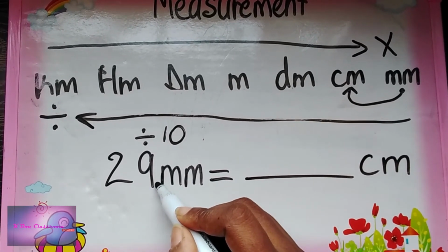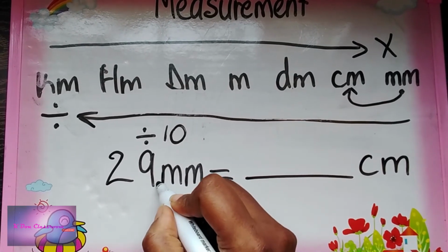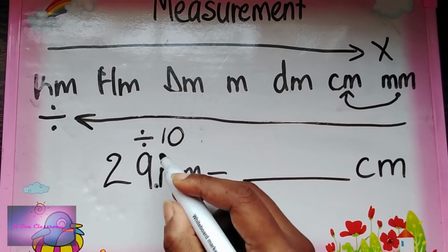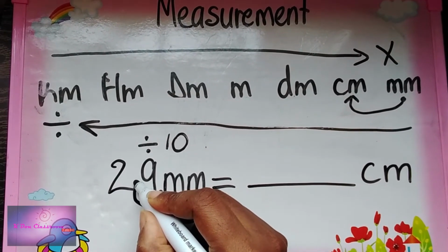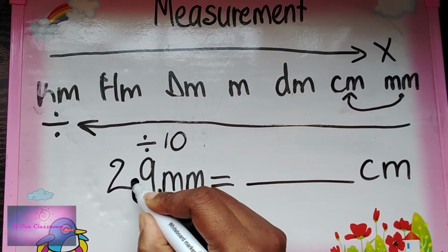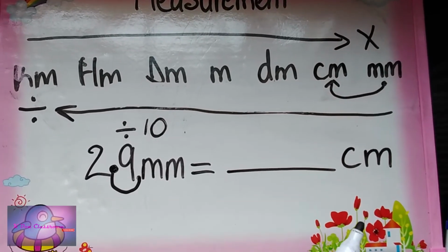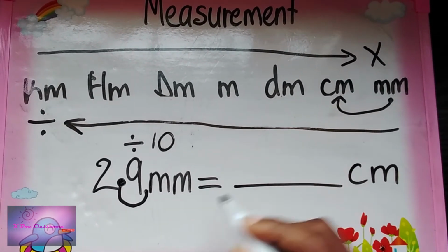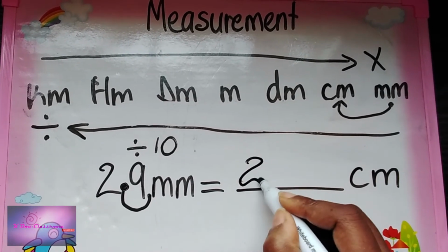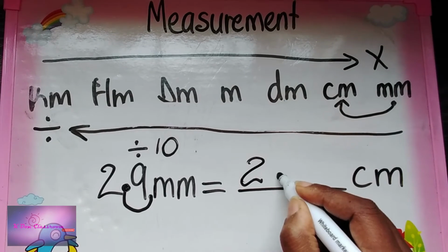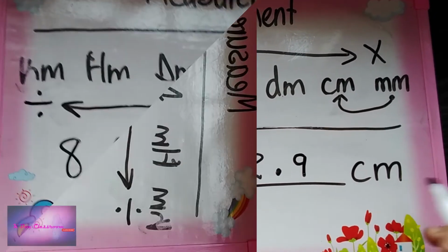So I'm going to take my marker here, and I'm going to start from here, and I'm going to jump one space. So I jump and I ended up between the 2 and the 9. So I'm going to put my decimal point here because I only jumped one space. So now my answer will become, instead of 29 millimeters, we are going to get 2.9 centimeters.